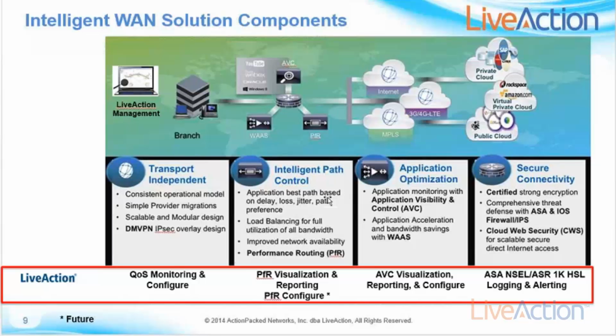And for PfR version 3, we will be providing richer reporting, including a PfR dashboard, trending, and PfR configuration. On application optimization, we offer AVC visualization, reporting, and configuration to report, diagnose, and optimize application performance. And then on security, we also visualize ASA NSEL network security event logging and ASR1K HSL, which is high-speed logging events, to provide some simple security analysis.